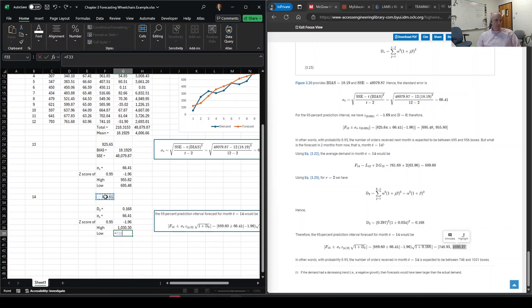Let's do the same thing for the low. We'll do our forecast plus standard error times the z-score. In addition, because we're now 2 weeks away, we're adding this factor of 0.168. So we're multiplying the square root of 1 plus that D2 factor. And there we have the lower forecast interval of 748.92. Again, a 1/100th error because of rounding. And we're good to go.